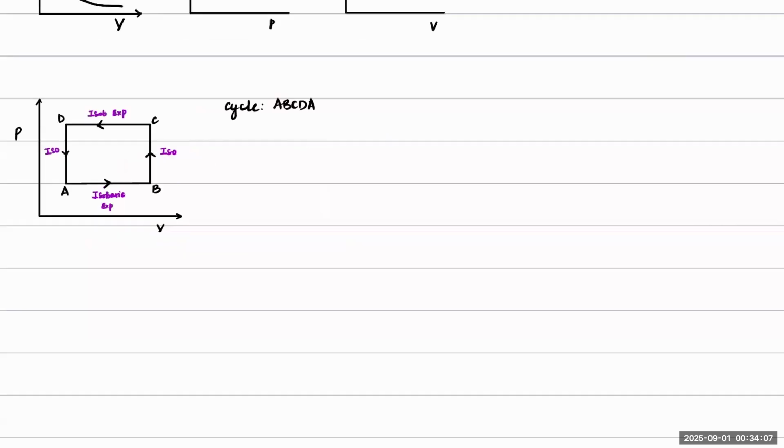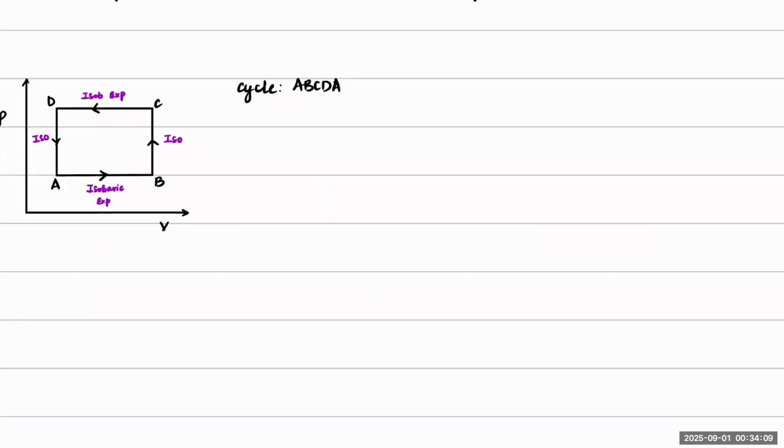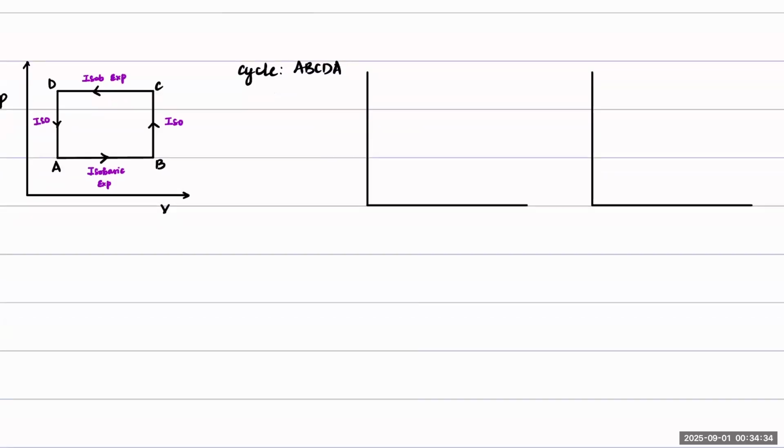Now, suppose I want to transform this graph into a representation of temperature and volume, or pressure and temperature. In that case, how does the graph look? Let me take this one and explain again. Suppose for this same cycle here, the first graph we are transforming to is temperature versus, let's say, volume.